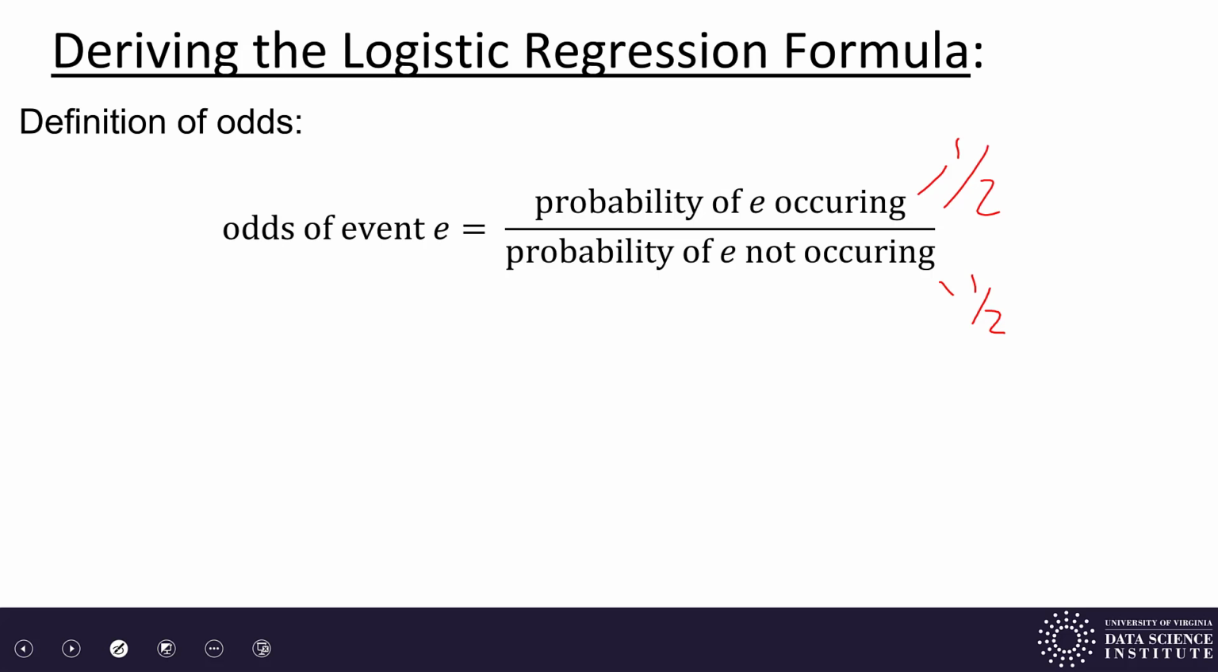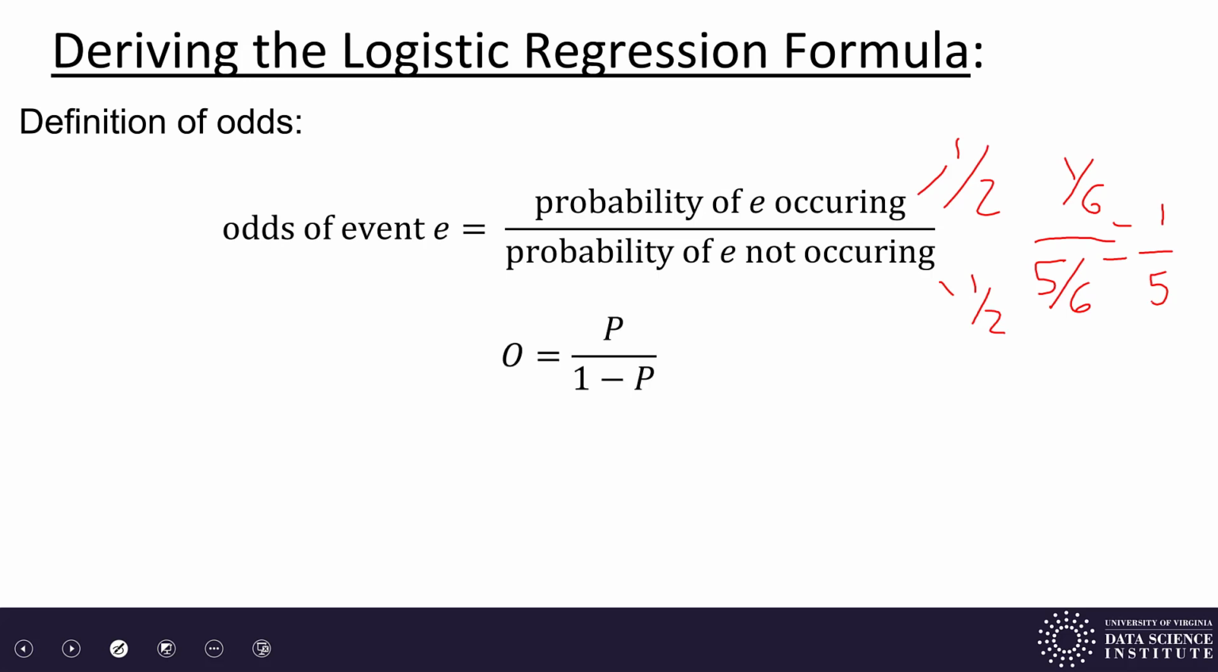Let's think about rolling a fair die and the odds of getting a 6. The probability of rolling a 6 is 1/6 because I have 6 options and only one of them is a 6. The probability of E not occurring, or of not rolling a 6, is 5/6. So the odds of rolling a 6 on a fair die is 1/5, or the odds of rolling a 1 through a 5 on a fair die is 5 to 1, or 5. That's what we mean when we talk about the odds of an event occurring.